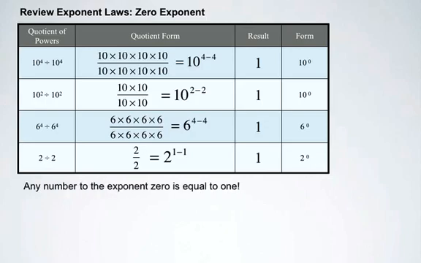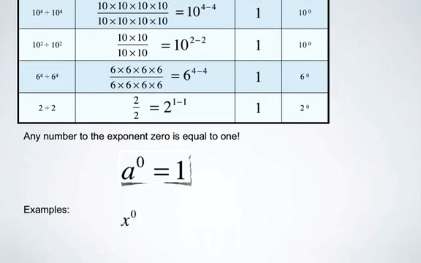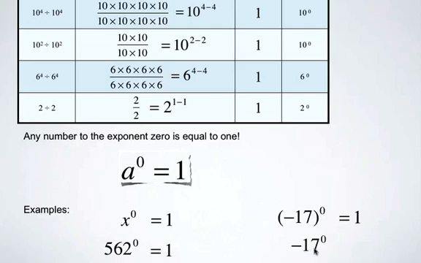Any number with the exponent 0 is equal to 1. A can be any number, and when the exponent is 0, it's 1. Here are some examples. X to the 0 is equal to 1. 562 to the 0 is 1. Negative 17, in brackets, to the exponent 0 is 1. And negative 17 to the 0, without brackets, is negative 1. Again, paying attention to where the negative sign is attached to. The 0 is attached to the base of 17, which makes it 1, and then the negative sign will change it to a negative number.